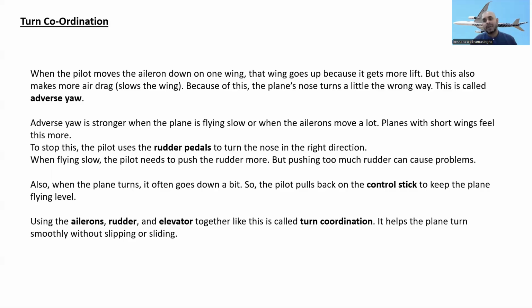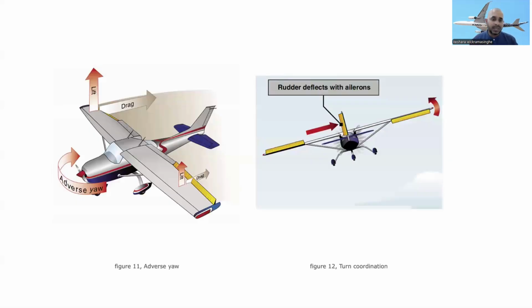Maybe you have a question. What kind of controls are used for turn coordination? Ailerons, rudder and elevator, three. You can see the adverse yaw, right? You can go through this picture. Turn coordination: you can see the rudder deflect along with the ailerons.